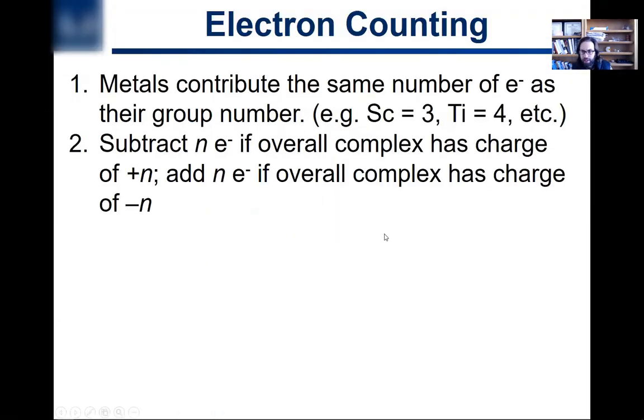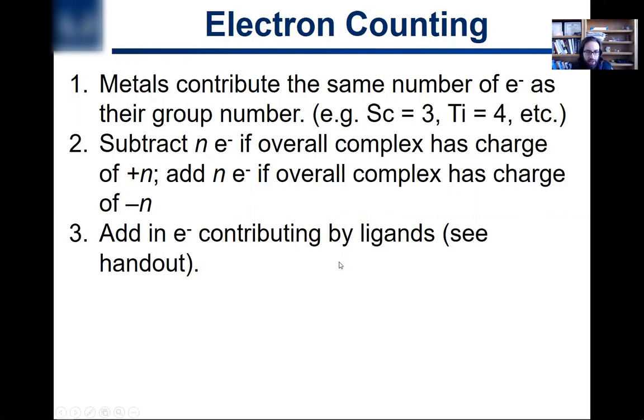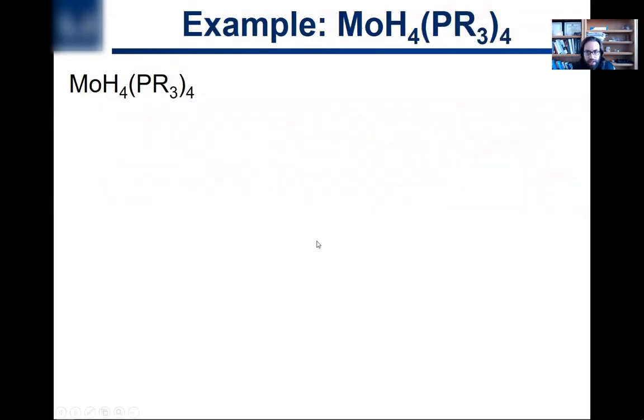Second step is just like any Lewis structure business: subtract n electrons if the overall complex has an n plus charge, or add n electrons if the overall complex has an n negative charge. So you have to account for the charge of the complex. And then you're going to add in electrons that are contributed by the ligands. See the handout for a detailed analysis of this, but for all the examples that I go through in this video, I'll explain how I'm getting the numbers that I do.